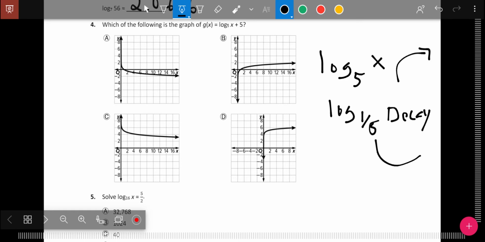So I know then it has to be either B or D. The plus 5 tells me it's up 5, not at its normal place. And so it's either C or D, because those are the ones that are moved up. And so my answer for this one has to be, or is, I should say, D. Now, if you're really struggling as to why I said it moved up, instead of being at the point right here at 1, 0, it is now up here at 1, 5. All right, so it moved up 5.